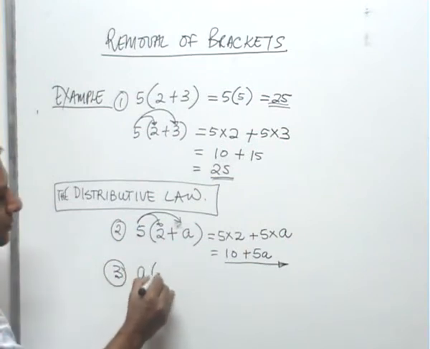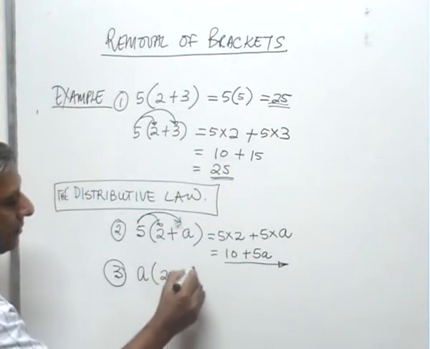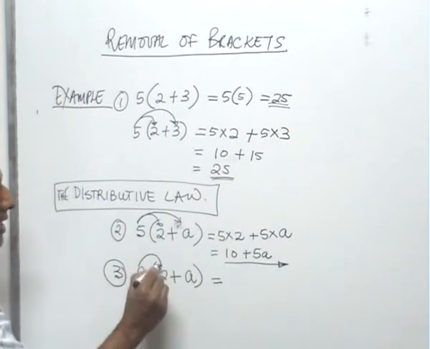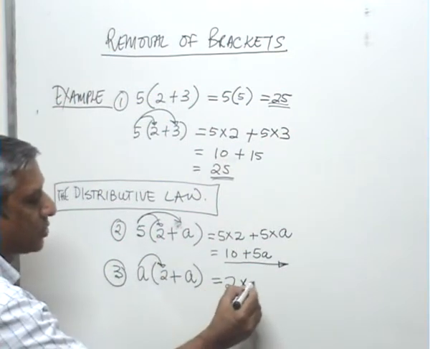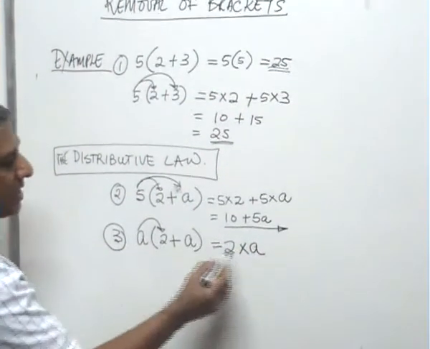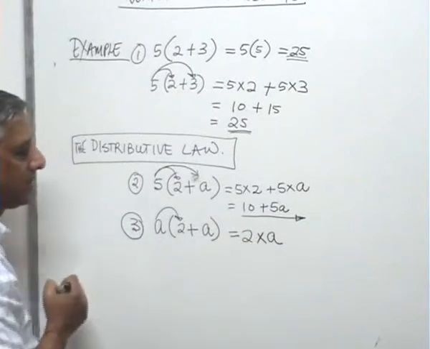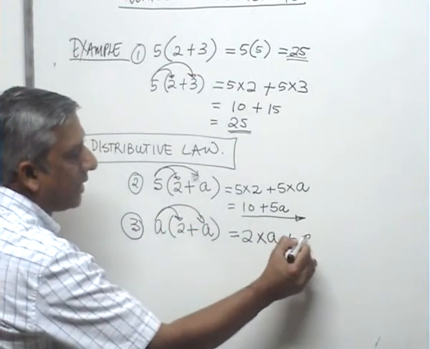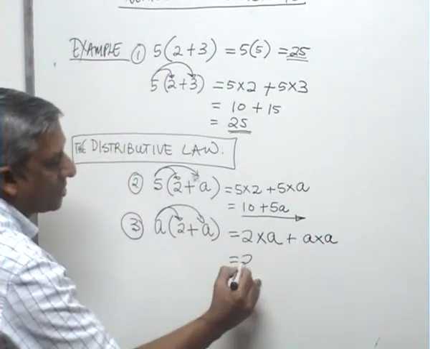A into 2 plus a. Now you'll have to multiply. A times 2 is 2a. Alright, let's just do it step by step. That's 2 times a. I can write a times 2 or 2 times a. And then I've got to multiply a times a. Now 2 times a is 2a.